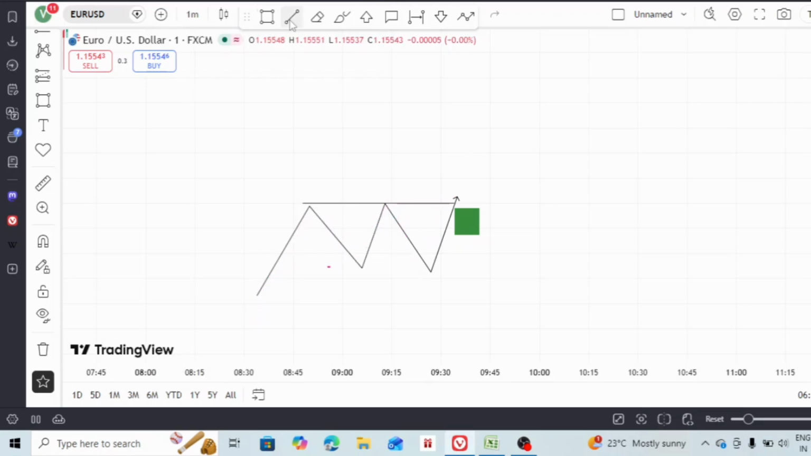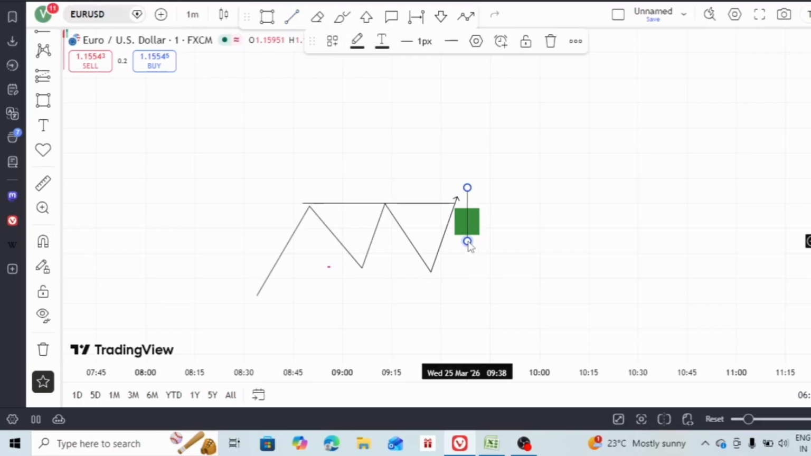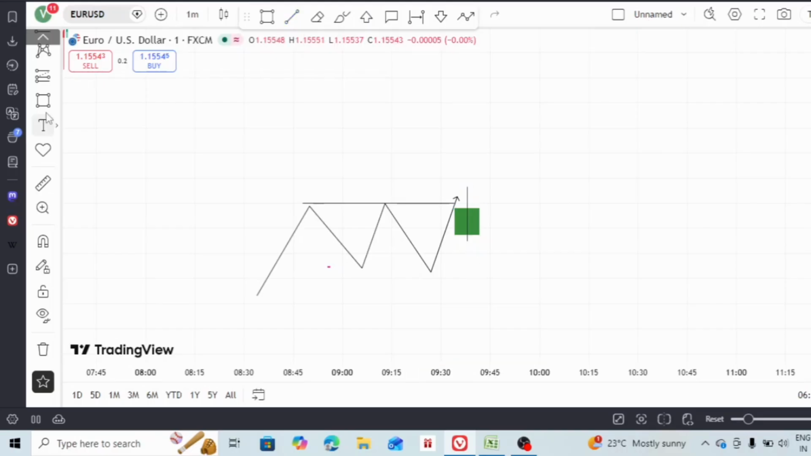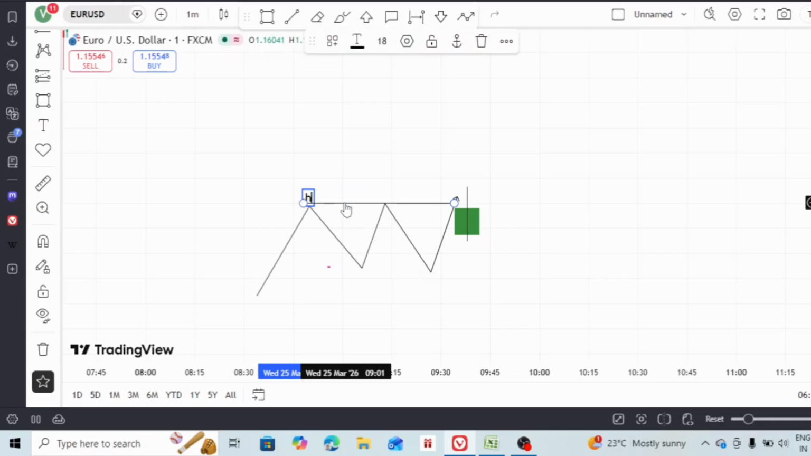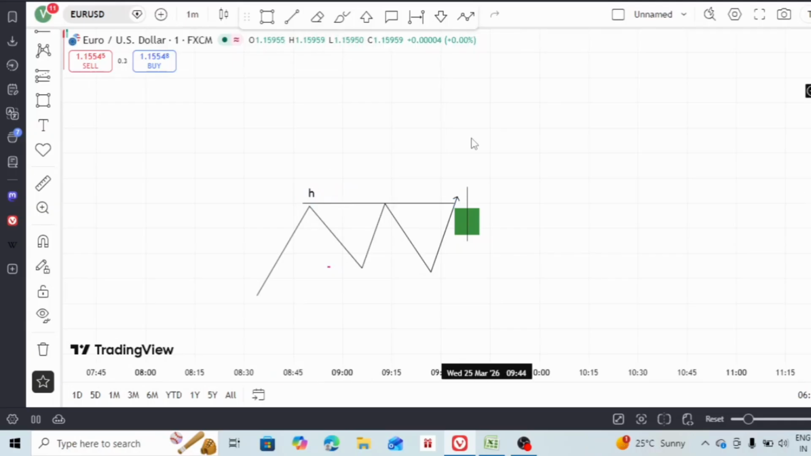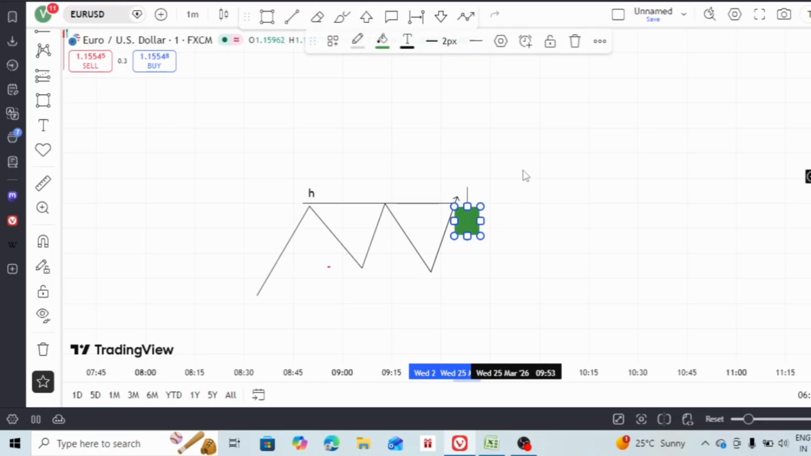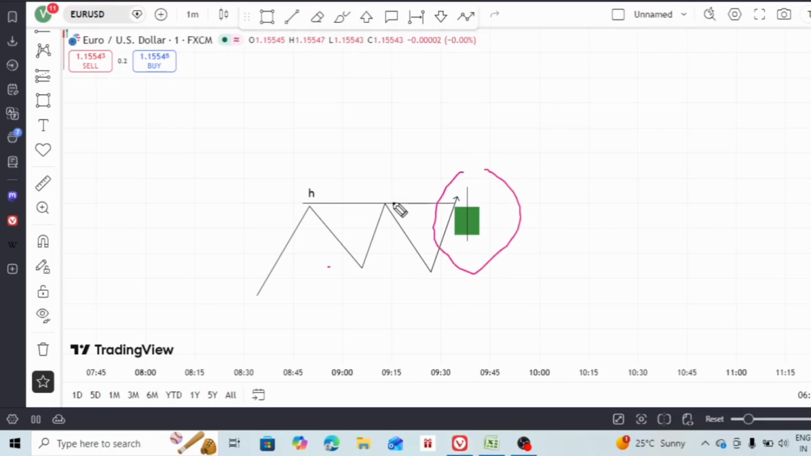So here, this has broken the level with the wick. So this will be our high, or we can call it the higher high. In order to have a valid higher high, the level must have been broken with the body of the candle. Here, if you look, this level has been broken by this wick. So this is not a valid higher high.